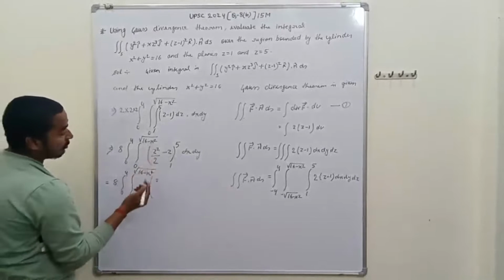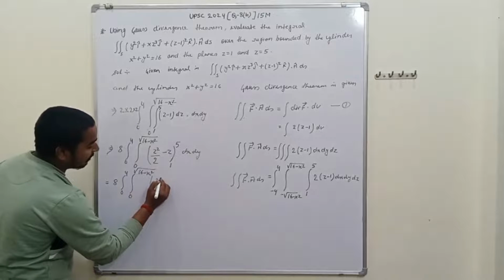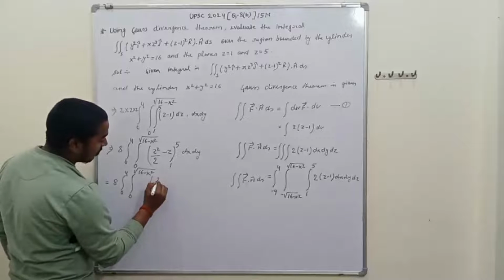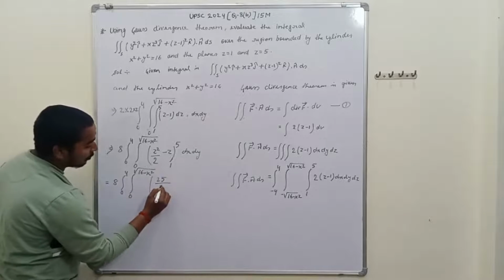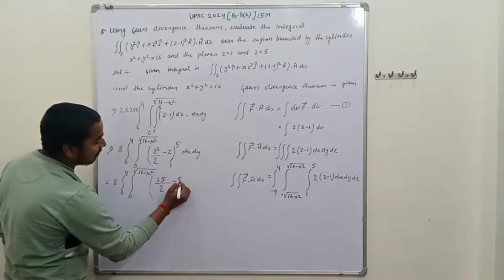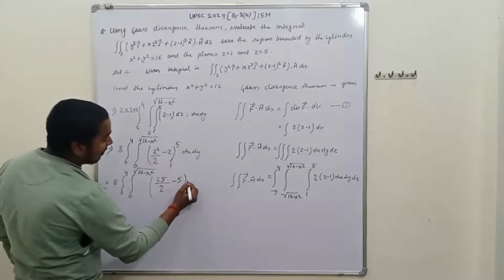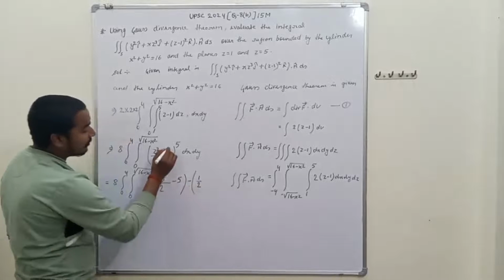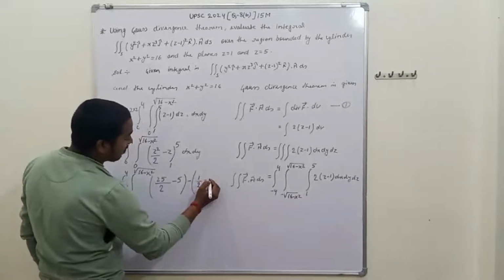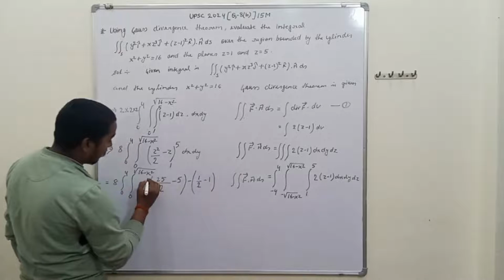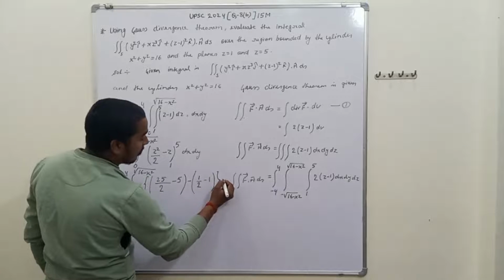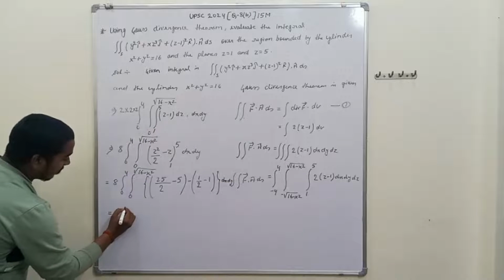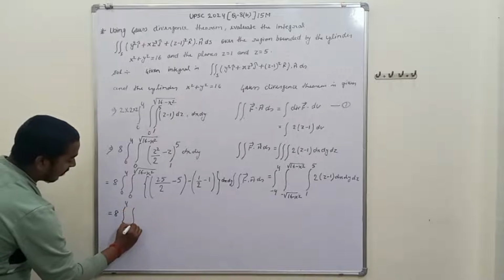In place of z we put the value 5, that is 5 fives are 25 upon 2, and in place of z we also put 5 in the second term. When applying the lower limit, in place of z we put 1, that is 1 by 2, and in place of z we also put 1, that is minus 1, dx dy.